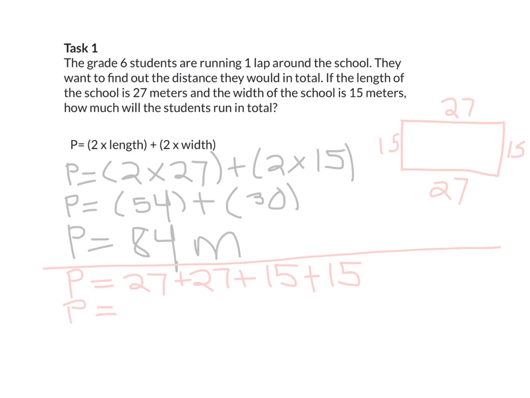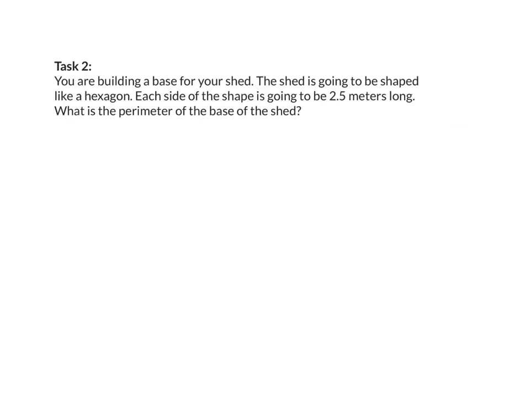So perimeter equals, I know that 27 plus 27 equals 54. So that was that. Plus, I know the 15 plus the 15 equals 30. So I'll go ahead and add those together. So perimeter equals 54 plus 30 equals 84. And then I know my measurement was meters. So therefore, perimeter equals 84 meters.